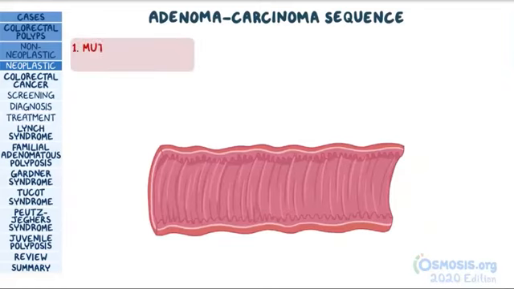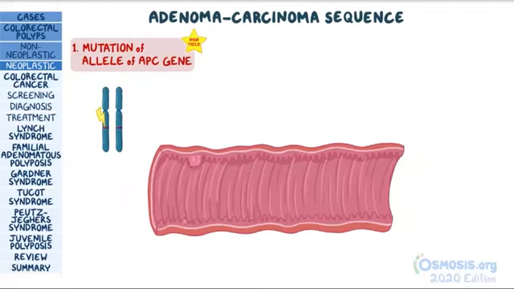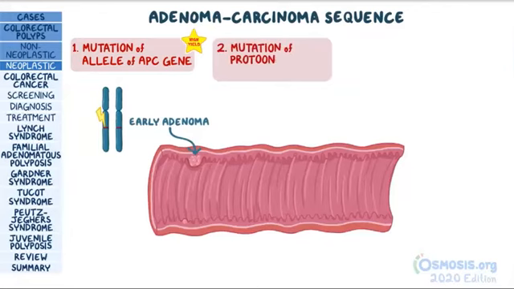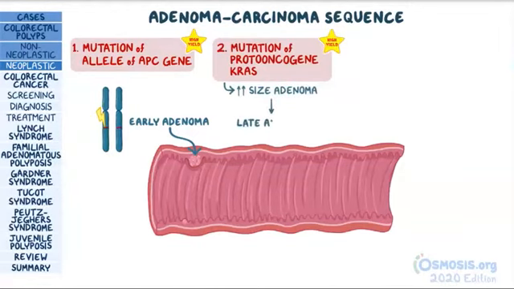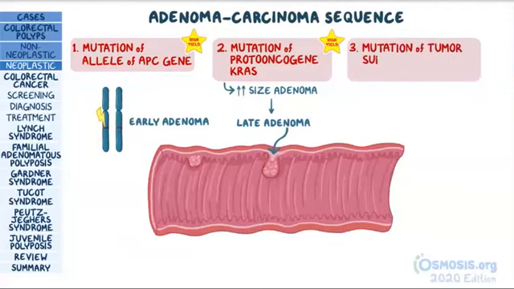Now let's focus on the adenoma carcinoma sequence, which includes 3 steps. The first step is the mutation of one allele of the APC gene, which leads to the formation of a small polyp, also called early adenoma. The second step happens when the small polyp acquires a mutation of the proto-oncogene called KRAS, which is further followed by an increase in the size of adenoma and formation of the late adenoma. Finally, the third step requires mutation of tumor suppressor genes P53 and DCC.